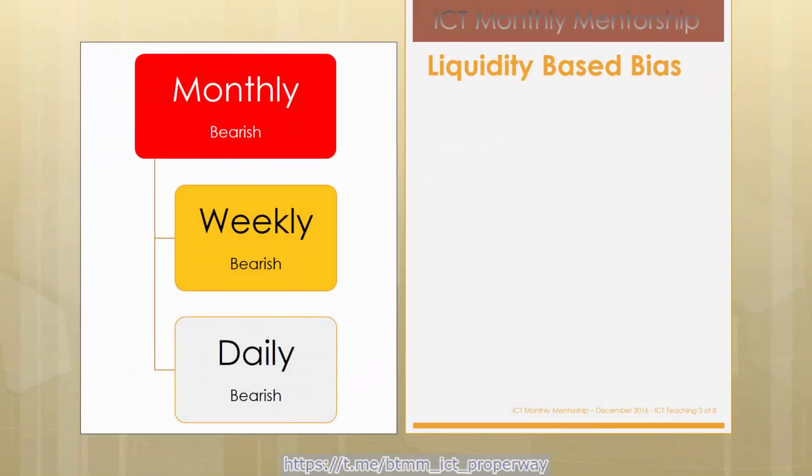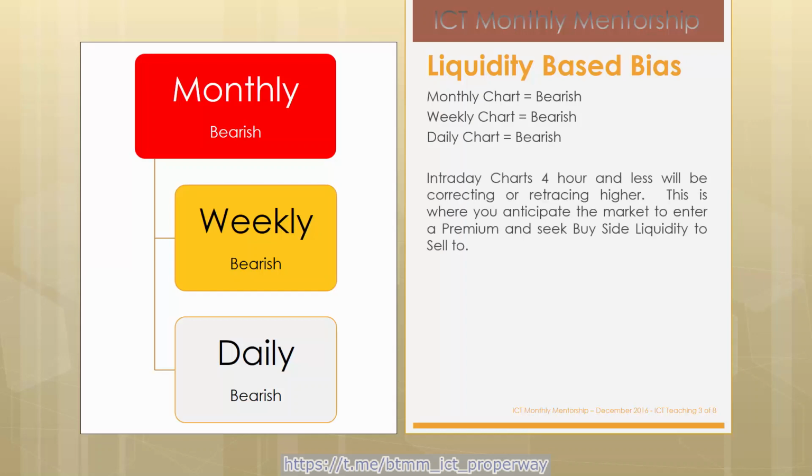Okay, liquidity-based bias. If the monthly chart is bearish, the weekly chart's bearish, and the daily chart's bearish, that'll give us a wonderful opportunity to get in sync with institutional order flow. Intraday charts, 4 hours and less, will be correcting and retracing higher. Now, again, the markets are predisposed to go lower because on the monthly, the weekly, and daily, we have arrived at a bias that we have seen price want to go lower. It's been making lower lows and lower highs. Support levels are giving way. Resistance levels are being formed and being respected.